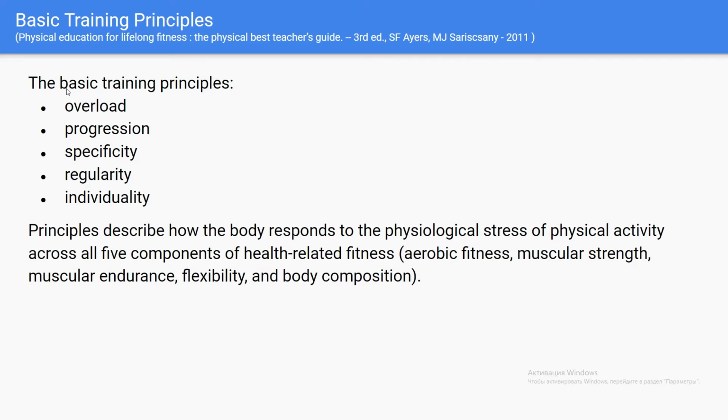So the methodology of arrangement of the load should consider all these basic training principles. Principles describe how the body responds to the physiological stress of physical activity across all five components of health-related fitness, namely aerobic fitness, muscular strength, muscular endurance, flexibility, and body composition. Aerobic fitness is one of the most important conditioning parameters.